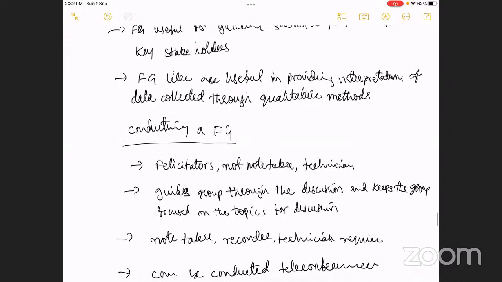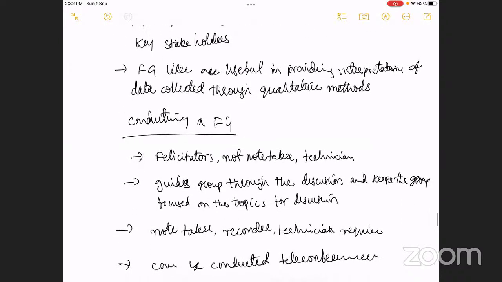So how to conduct it? If you are a researcher or facilitator, you need to not just facilitate the discussion. You need to take the notes and moderate the entire group. It's not just taking notes, and it's not working as a technician, like recording the video. Not just that. You need to moderate the entire group.